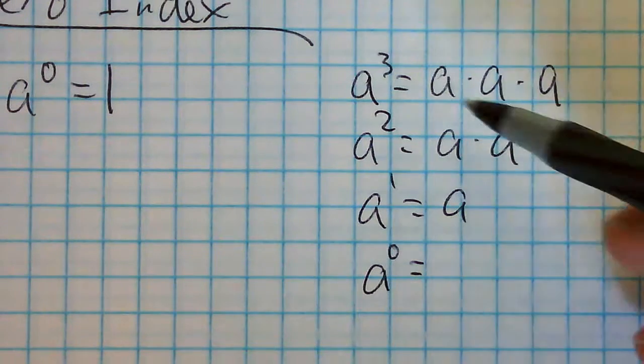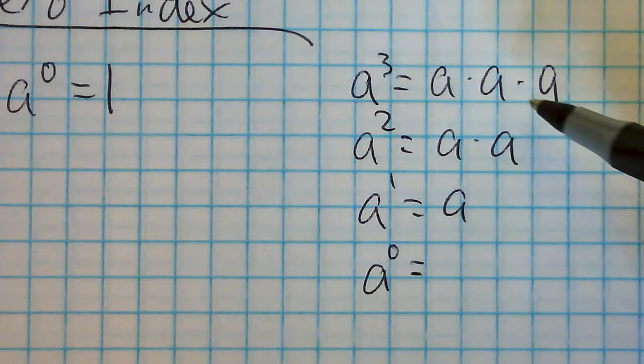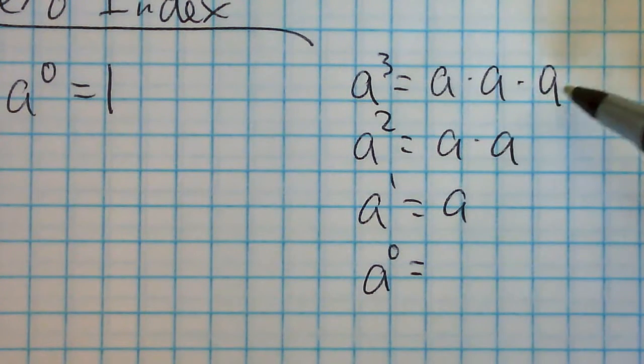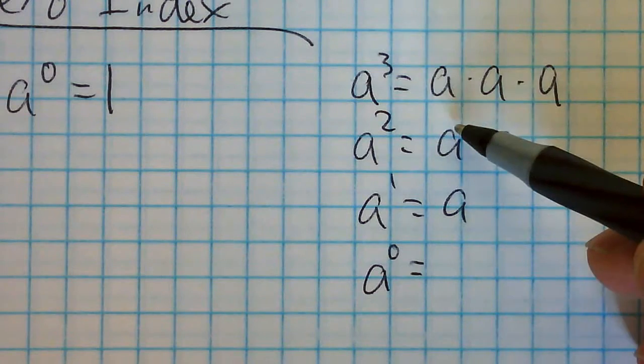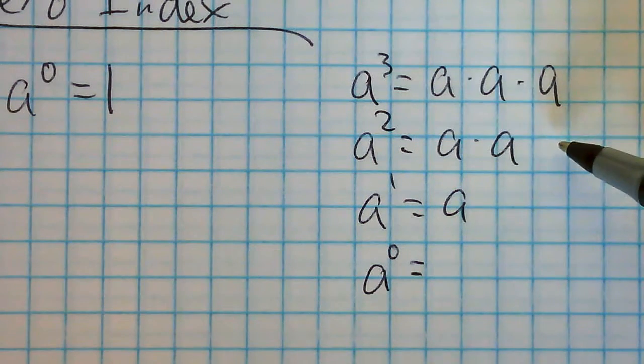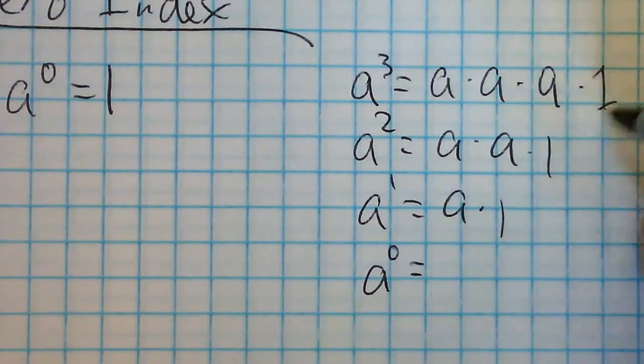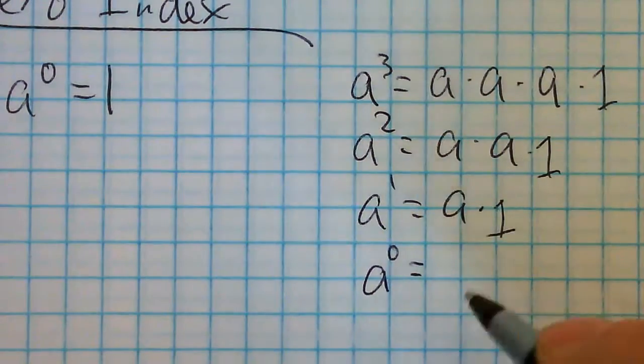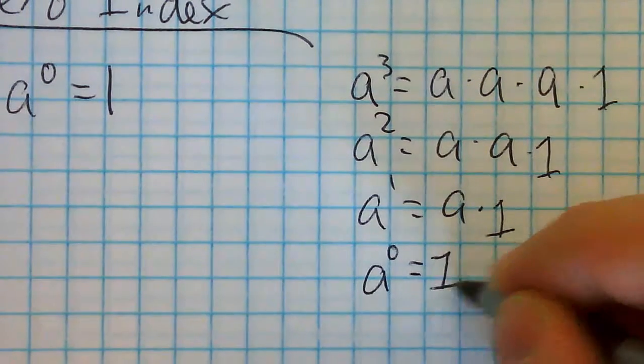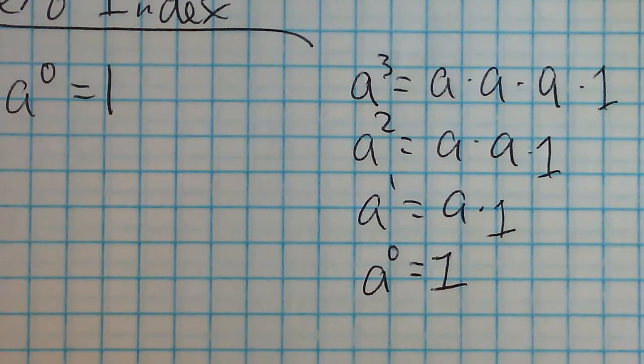But here's the thing. Up here, this was a times a times a, not times 0. This was a times a times a times 1. And this is a times 1. If these were all times 0, then they would all equal 0. And obviously they don't. So these are all times 1, times 1, times 1. So in this one, yeah, that last a goes away, but I still have a 1 there. Okay, so that's the 0 index. That's why everything to the 0 power is 1.